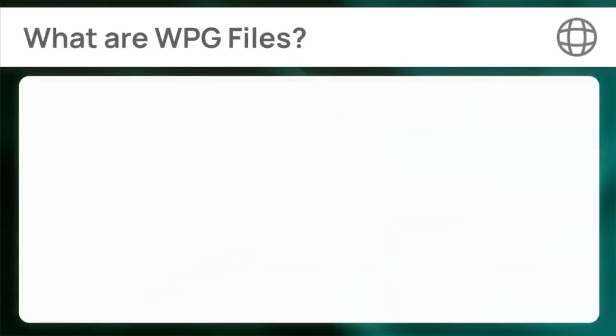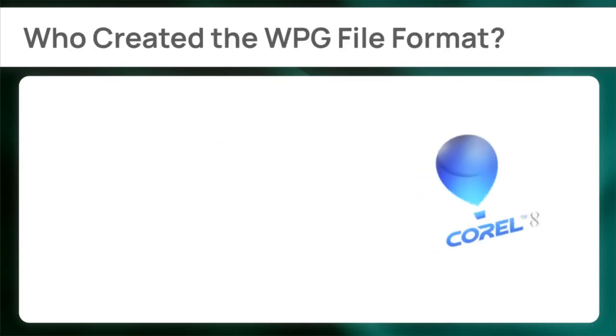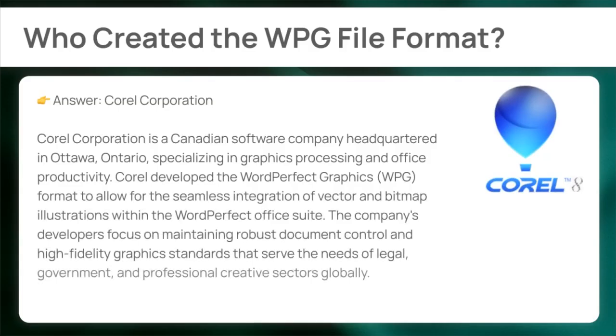A WPG file is a vector graphics file format primarily associated with CorelDRAW. It stores images as a collection of lines, curves, and shapes, allowing for scalability without loss of quality. WPG files can also be used as an image conversion guide, providing instructions for converting raster images to vector format or vice versa. This makes them useful for creating high-quality graphics for print and web.